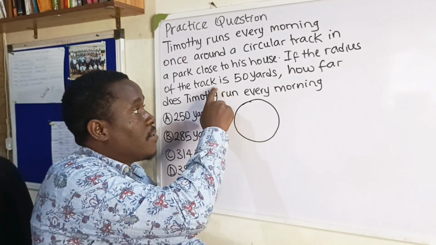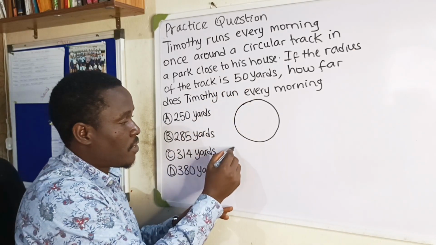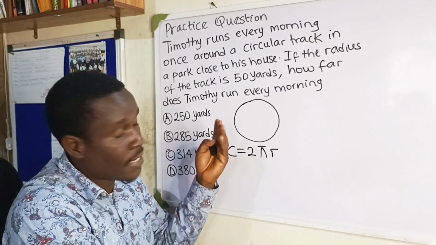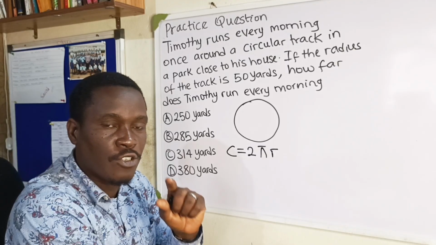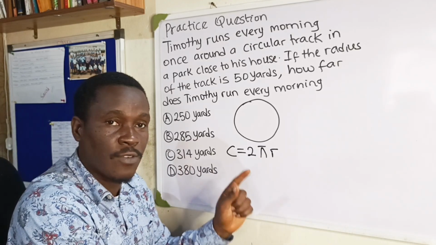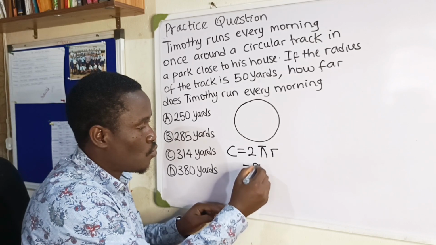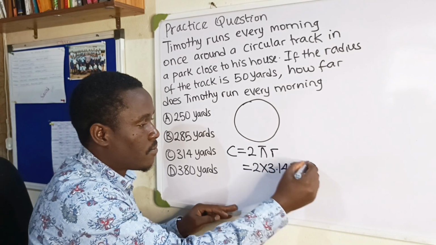Remember that the radius is 50 yards, okay? So the formula for circumference of a circle is equal to 2 pi radius. You can see that in this question, you were not given the value of pi. It is expected that you should know the value of pi. Pi is equal to 3.14, okay? So this will give us 2 multiplied by 3.14 multiplied by 50.